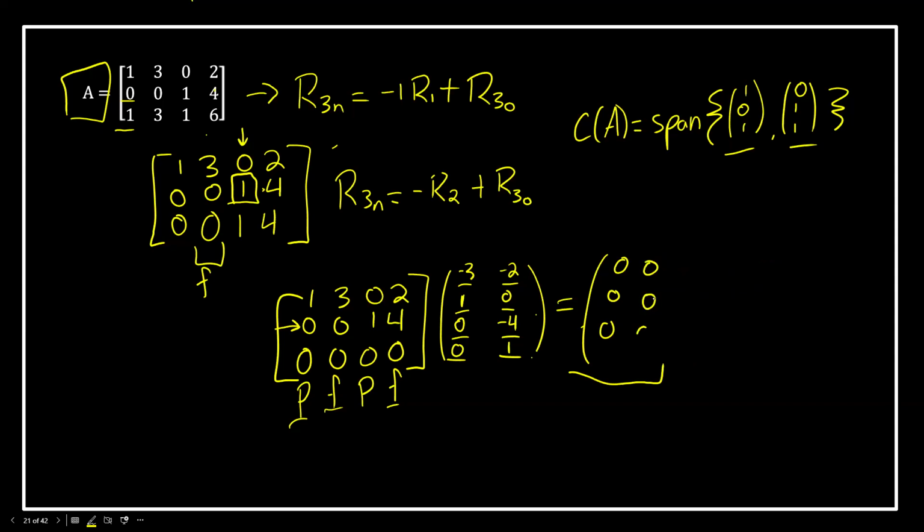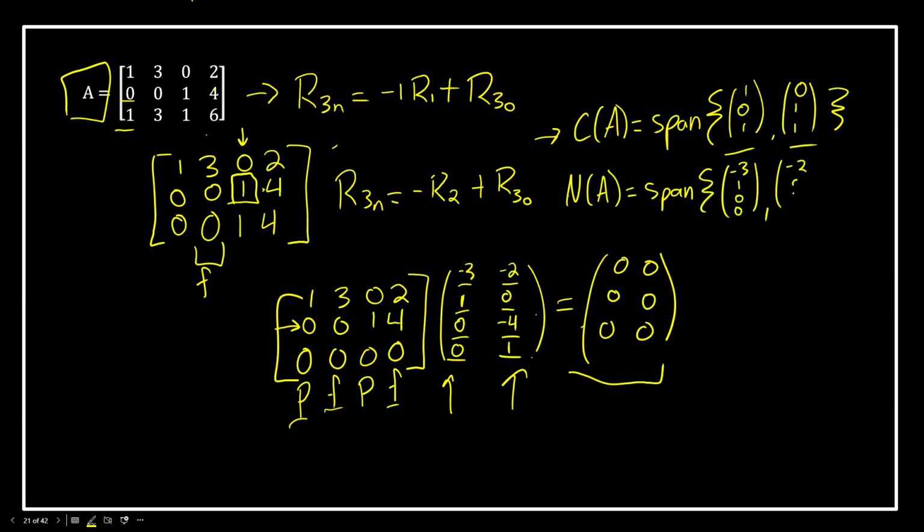And so now, once we've found our two null space vectors, we can write it just like we did with our column space. So we say the null space is equal to the span of the two vectors, and we just take these two columns, -3, 1, 0, 0, and -2, 0, -4, 1. Any questions about that?